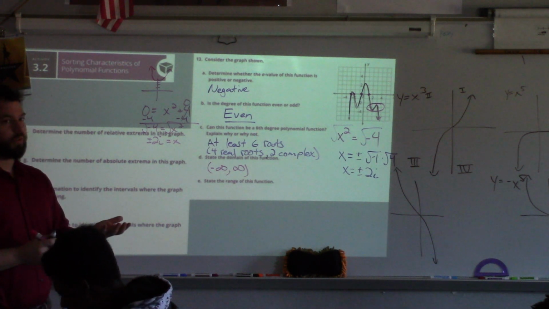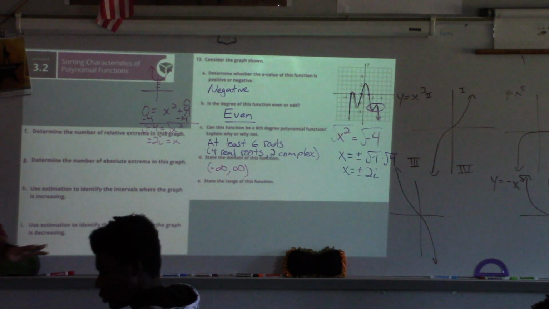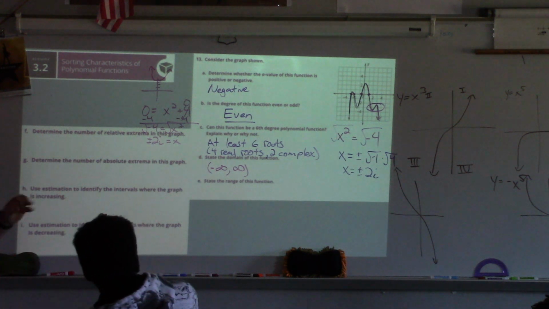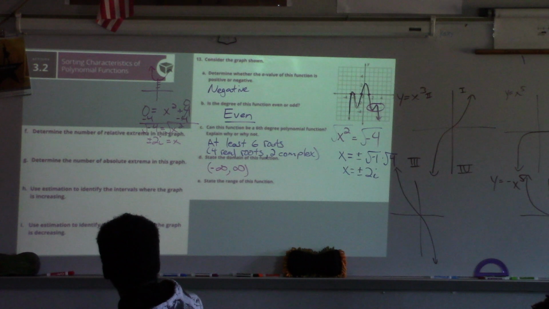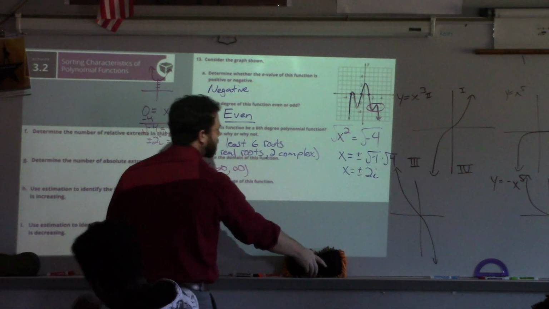A 0 is almost synonymous with root. I don't think there's a real difference, at least I haven't been able to find one. An x-intercept though is only a real 0. Okay? So I'm still having imaginary roots there.